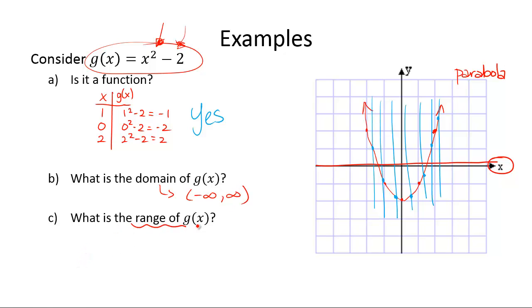And the range is a little different because there are values you can get, but there are also values you can't get for y. So you can get negative 2, negative 1, 0, 1, 2, 3. All those points are satisfied. But these guys here, like negative 4, are not. So the range is actually everything from negative 2 all the way to infinity.